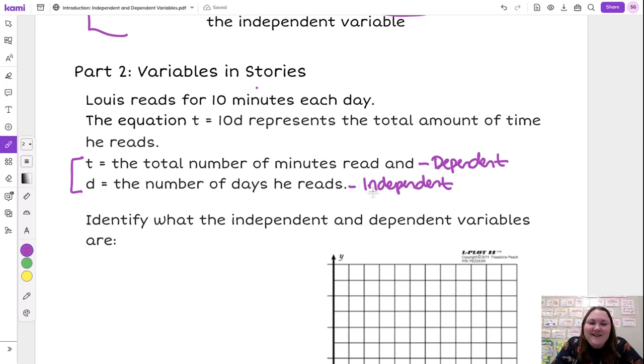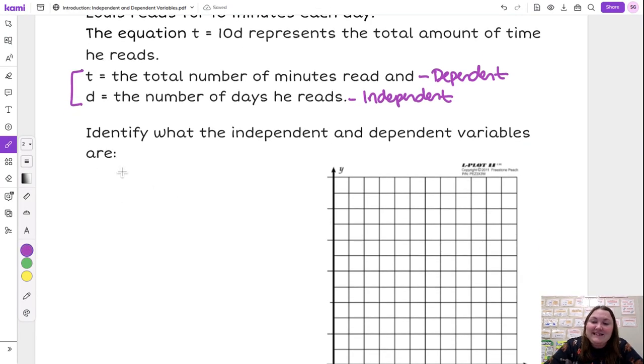Being able to identify independent and dependent variables is going to be important for a lot of the math we do in the next future lessons. One of the reasons we need to know these is because when you make a table from a story, there's an order you create your table. The first part of your table is always going to be your independent variable, and the second row in your table is always going to be the dependent variable. So for example, in this story, our independent variable is the number of days he reads, and the dependent variable is the total number of minutes read.